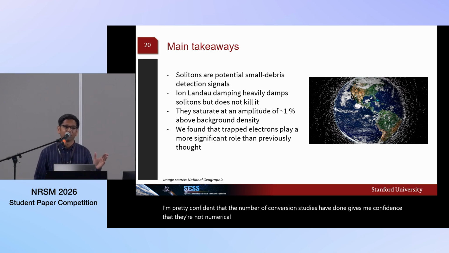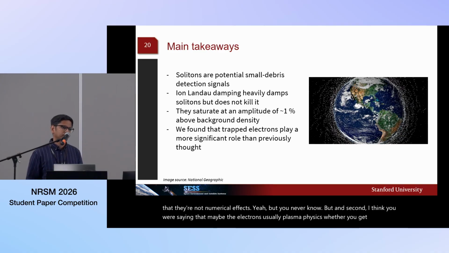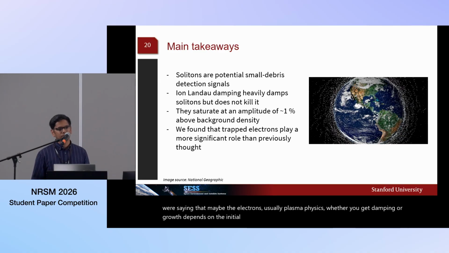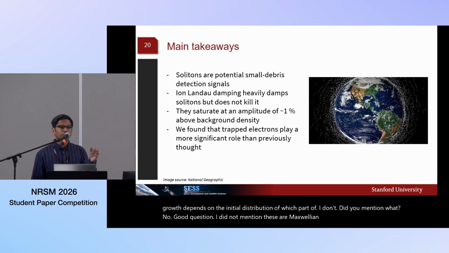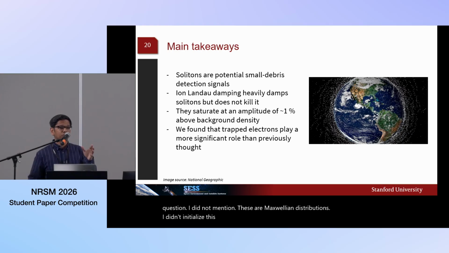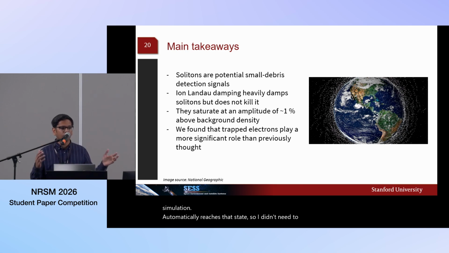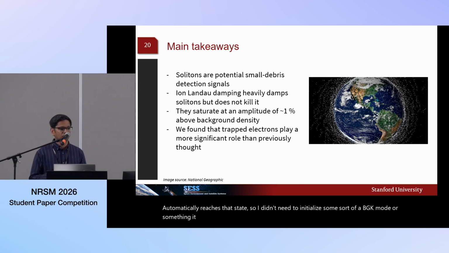Okay. But you never know. Second, I think you were saying that maybe the ions are damping the electrons, maybe enhancing the wave, right? Usually in plasma physics, whether you get damping or growth depends on the initial distribution of those particles, right? Yes. Did you mention what those were? No, good question. I did not mention. These are Maxwellian distributions. I didn't initialize the electron distribution to be trapped when it starts, but the PIC simulation automatically reaches that state. So I didn't need to initialize some sort of a BGK mode or something. It automatically goes into this trapped state.